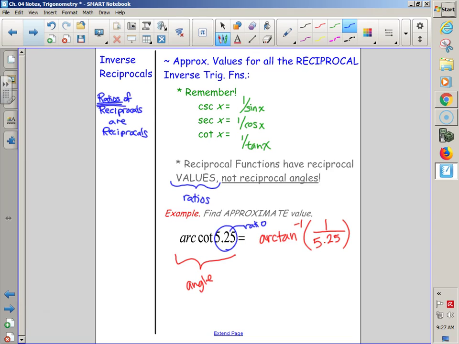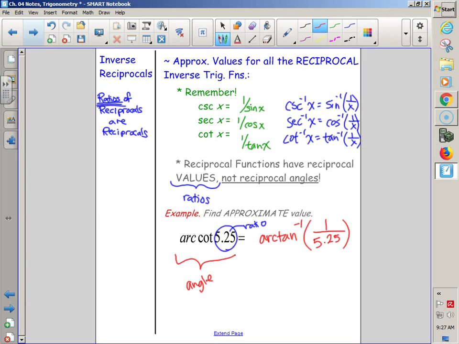So that's what builds up to how do you find cosecant inverse? You do sine inverse of the reciprocal. How do you find secant inverse? You do cosine inverse of the reciprocal. And how do you find cotangent inverse? We use tangent inverse of the reciprocal.